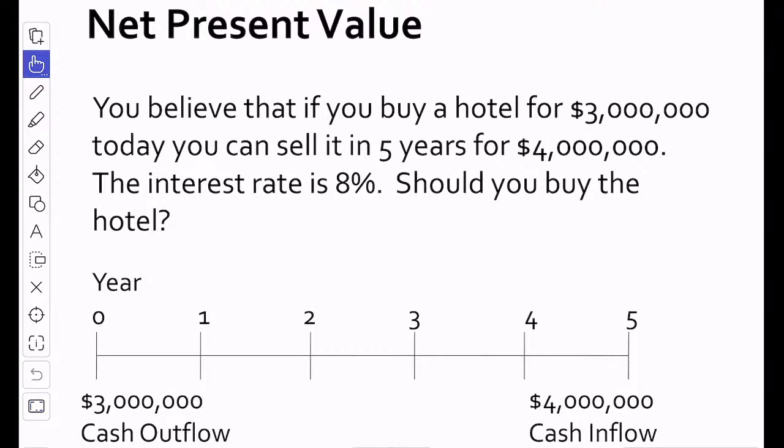However, let's be more precise about whether that's worth it. Let me make sure you can see this. Okay. So let's see. How could I do this analysis? One way to do this financial analysis is to say, well, what if I didn't buy? So this is the buy option here. But what if I didn't buy?